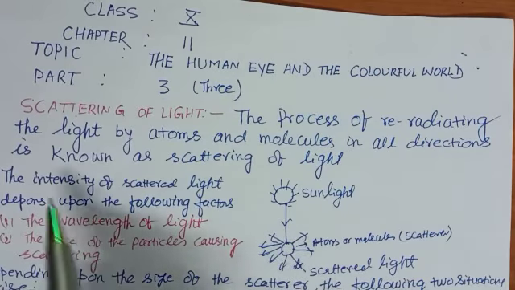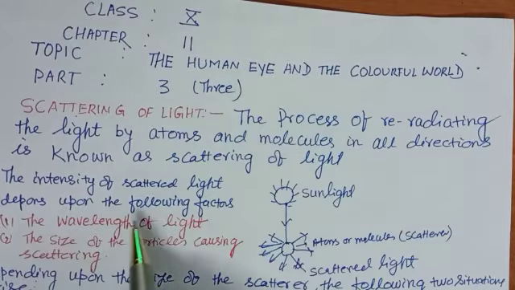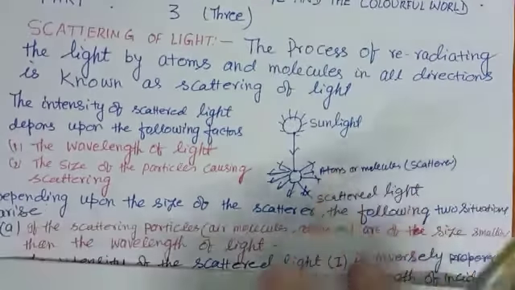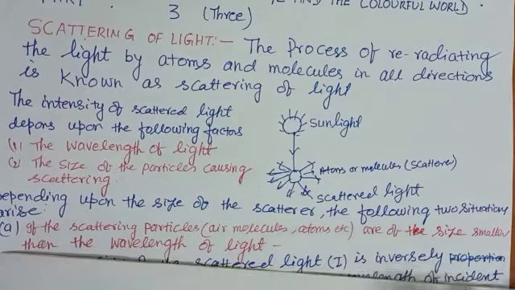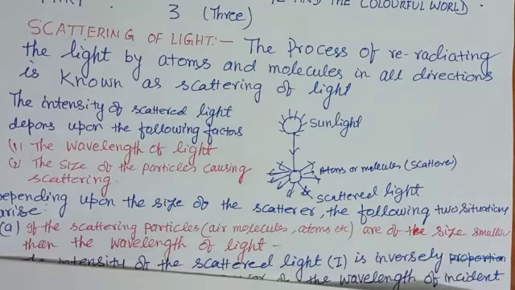The intensity of scattered light, remember, depends upon two factors: the wavelength of light and the size of the particles causing the scattering. So depending upon the size of the scatterer, the following two situations arise.